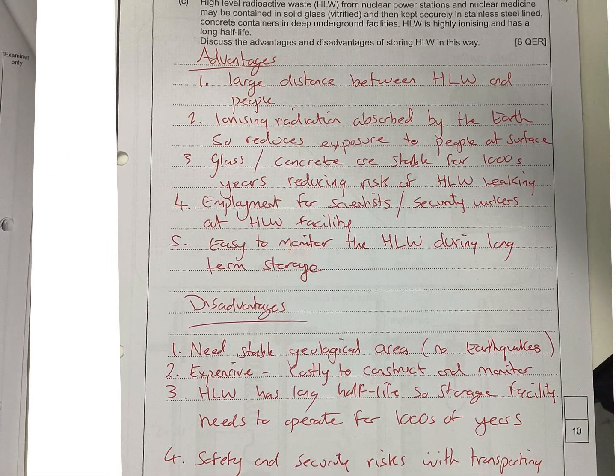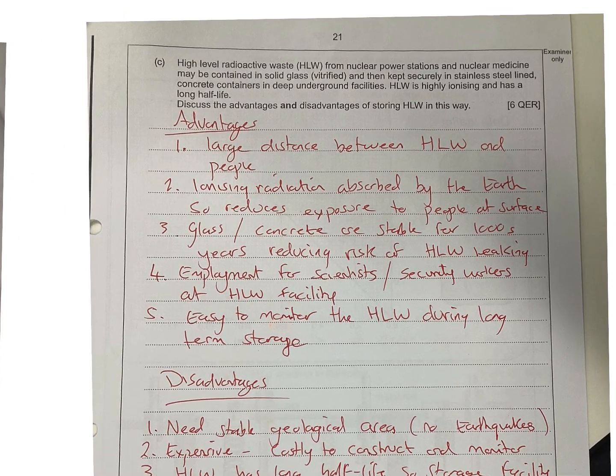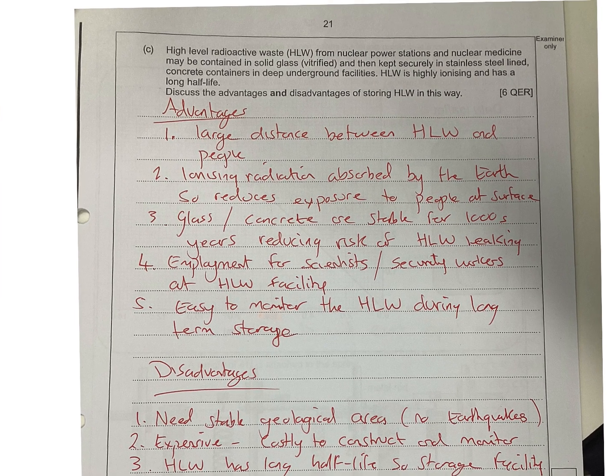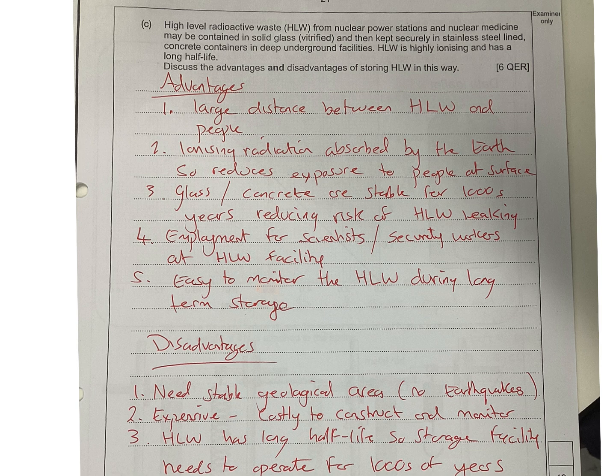The advantages and disadvantages then of storing waste in a certain way. I'm assuming that you've read the questions, just to save time on the video. So the advantage is there's going to be a large distance between the place of storage and people, because it's deep underground. The radiation can also be absorbed by the earth, just in case there is a leakage, so it reduces exposure. The glass or the concrete is stable for thousands of years, reducing the risk of leaking. It's also easy to monitor in this long-term storage.